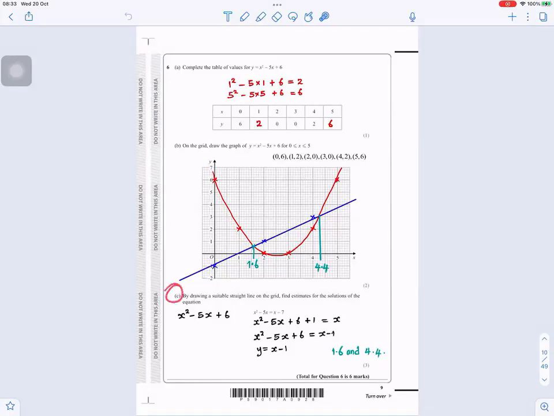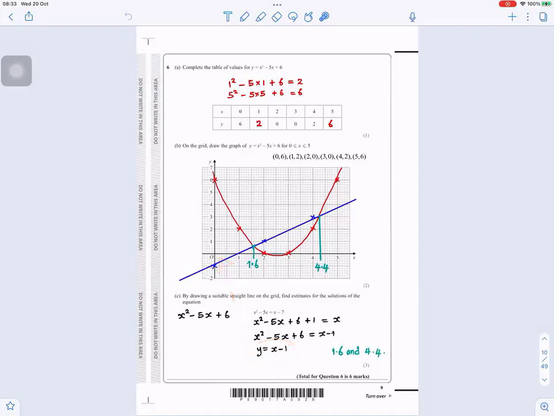Part C. By drawing a suitable straight line on the grid, find estimates for the solutions of the equation. We have x squared minus 5x plus 6 plus 1 equals x. If you take plus 1 to the right-hand side, it becomes minus 1. So x squared minus 5x plus 6 equals x minus 1. So you draw the line y equals x minus 1. And that line is that blue line there.